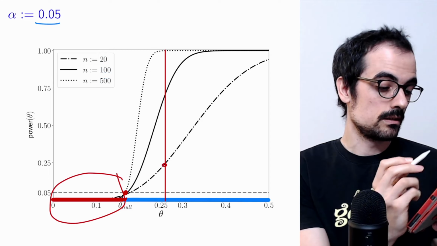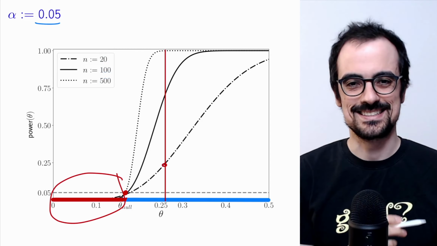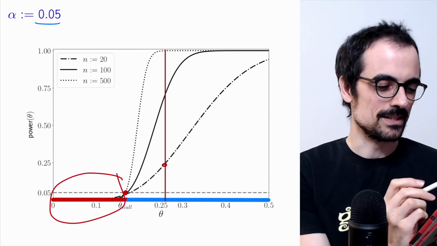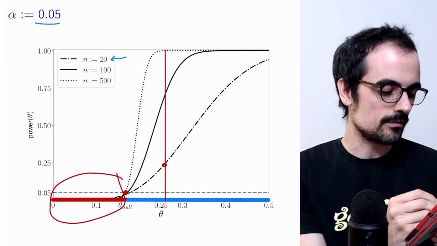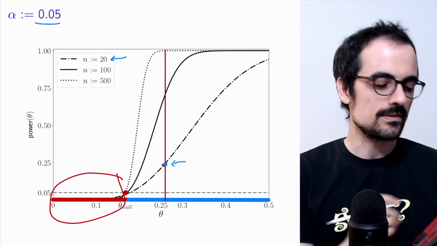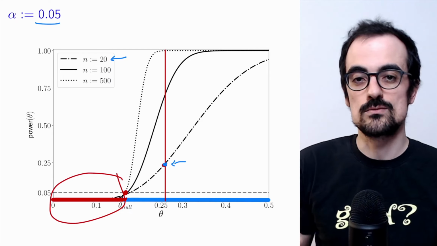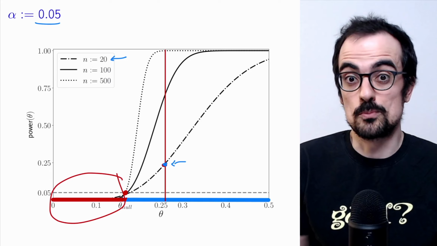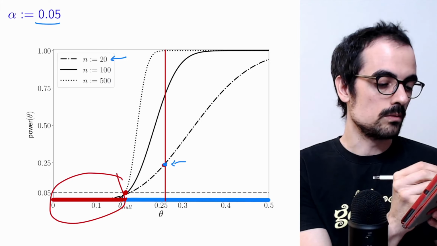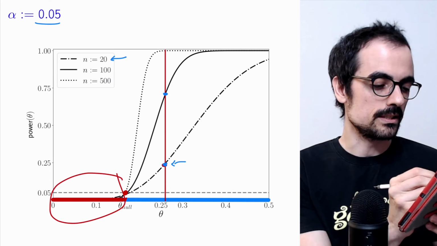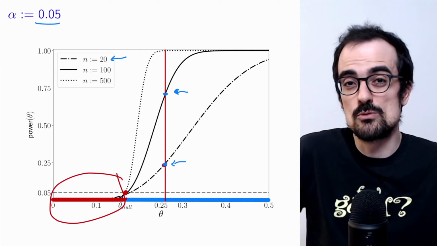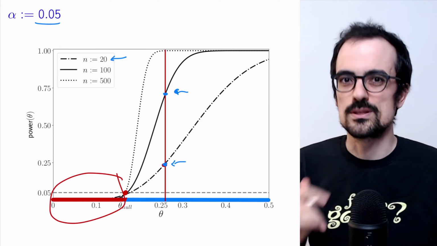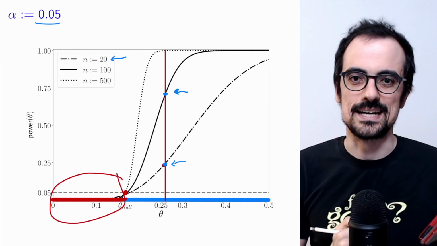Okay, so for n equals 20, and now I'm mixing colors, red and, yeah, I'm sorry that I drew that in red. Let me switch that to blue. So if we only have 20 data points, then even if the probability of rolling a 3 is 0.25, we're not going to have a true positive. This goes up to almost 65%, 0.65. If we have 100 die rolls, still not super satisfying because, realize that the difference between 1/6 and 1/4 is actually pretty large. So this is a very biased die.